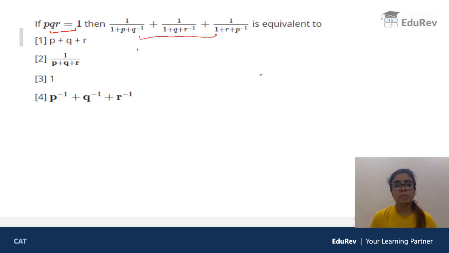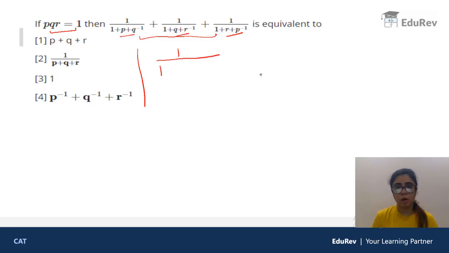Okay? Now remember, whenever you have such a question where you have 3 variables, here you have PQ, here you have QR, here you have PR, your task should always be to eliminate one variable. If you can eliminate one variable successfully, you can solve the entire problem very easily. How do we do that? Understand. Let me write the problem.